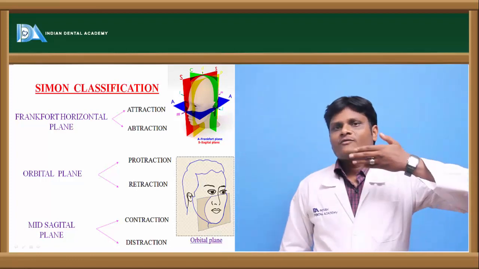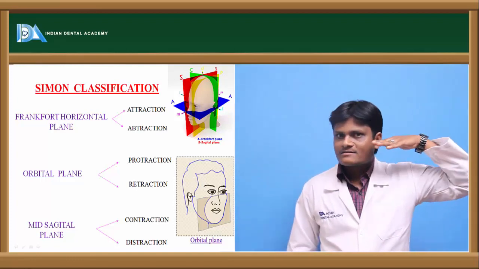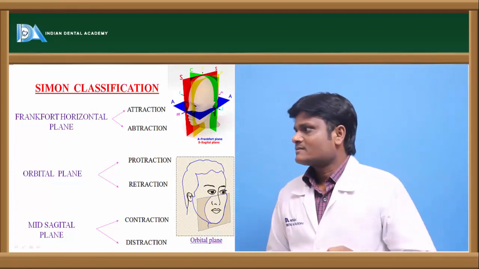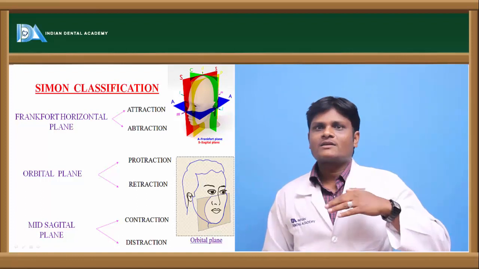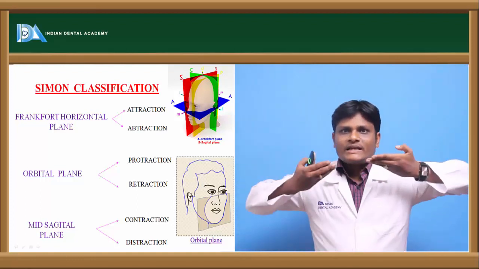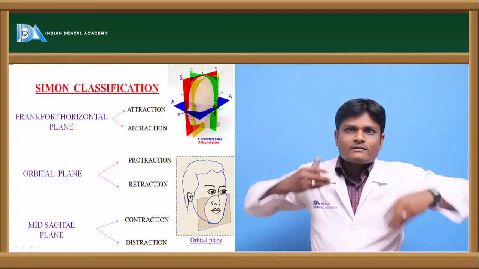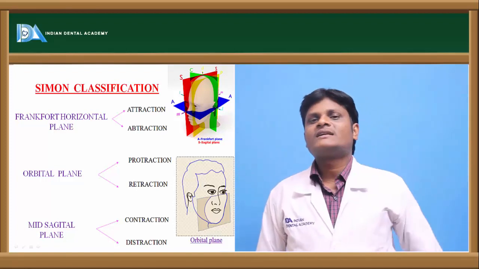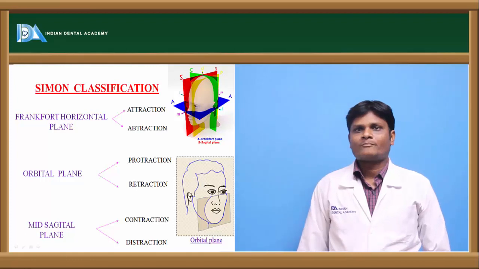When we take the Frankfurt horizontal plane as a reference, we have 2 types of malocclusions. One is attraction, another one is abstraction. When the dentition is closer to the FH plane, it is called attraction. When the dentition is away from the FH plane, it is called abstraction.